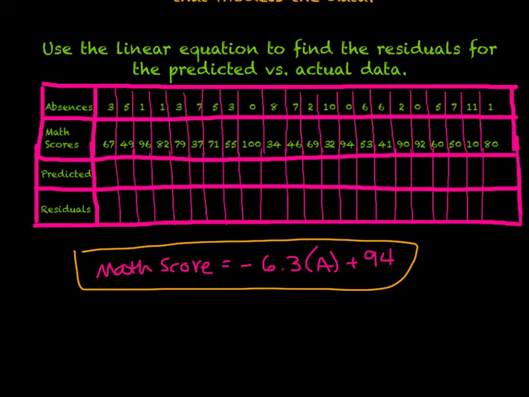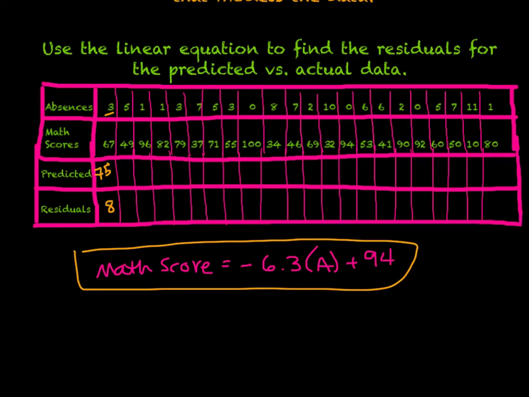We have an absence number of 3, so we're going to say 3 times negative 6.3, and we're going to add 94 to it. We get a predicted score of 75. That is a difference, 75 minus 67, of 8. So our math score is, actually we're going to have it be positive 8, 8 different than what we predict. We're going to also do this next one.